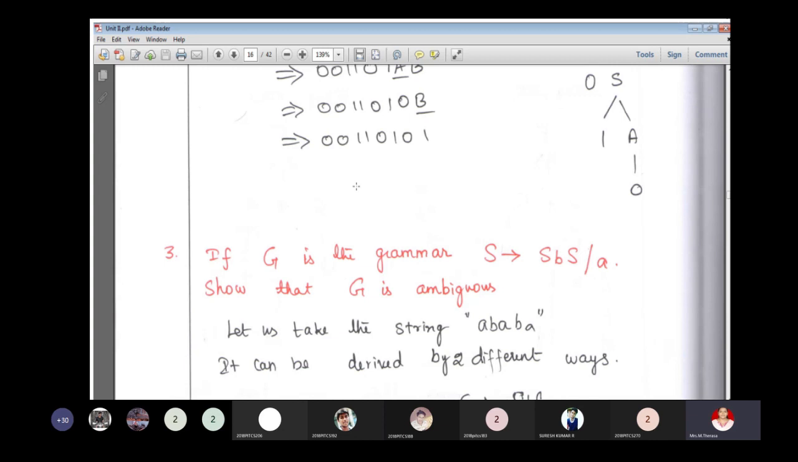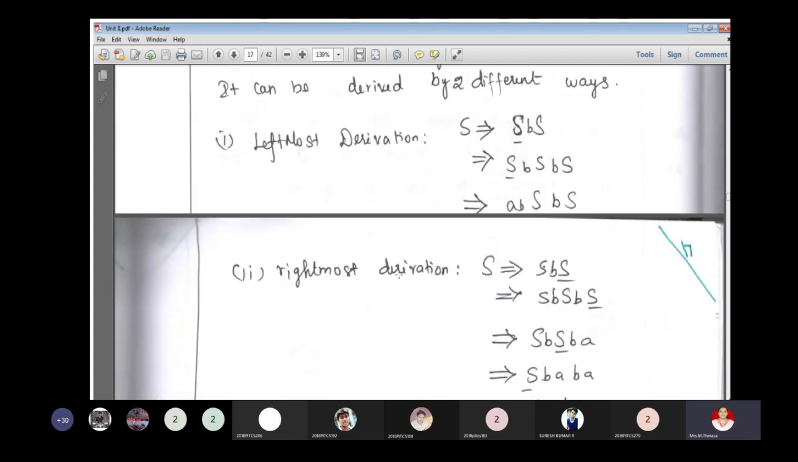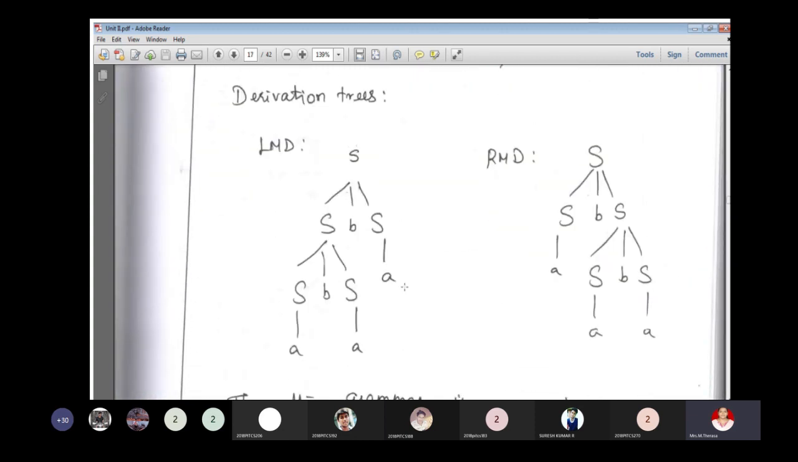If G is a grammar, S tends to SBS or A. Show that G is ambiguous. You are given the grammar and we are supposed to show the given grammar is ambiguous. How can we do it? We have to derive a string from this grammar, and it should have two different parse trees. Here, by taking ABABA, we are able to derive this string in two different manners.